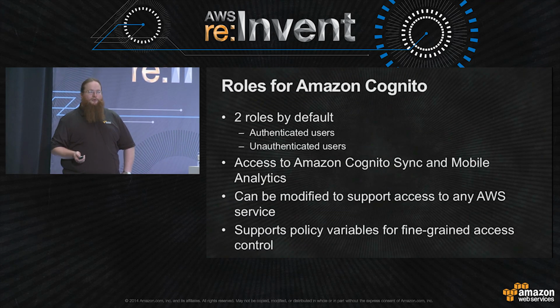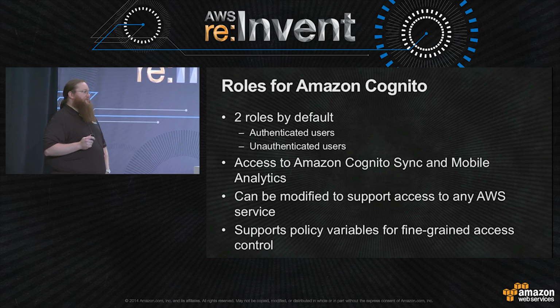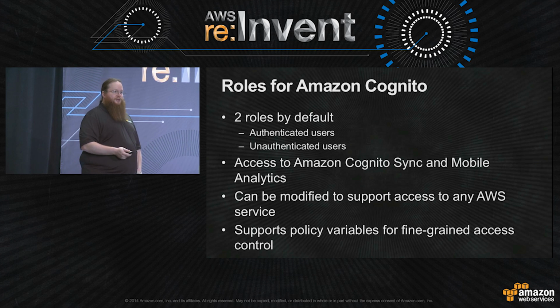I mentioned that we create two roles by default, unauthenticated and authenticated. If you don't provide authentication access when you create your pool, or you don't enable unauthenticated guest access, one of those two roles won't get created for you. But in the case where I created both an app ID from Amazon and unauthenticated access, I got both roles. By default, we give you access to Cognito Sync and the analytics service, but you can extend it to add any other services you care to. And the best part is that we support fine-grained access control with policy variables, so you can actually limit access to your individual users.